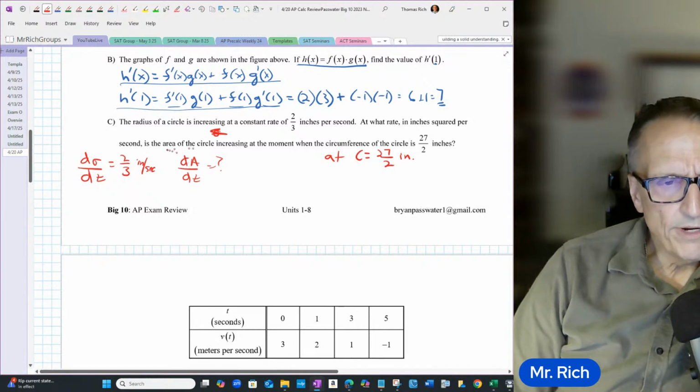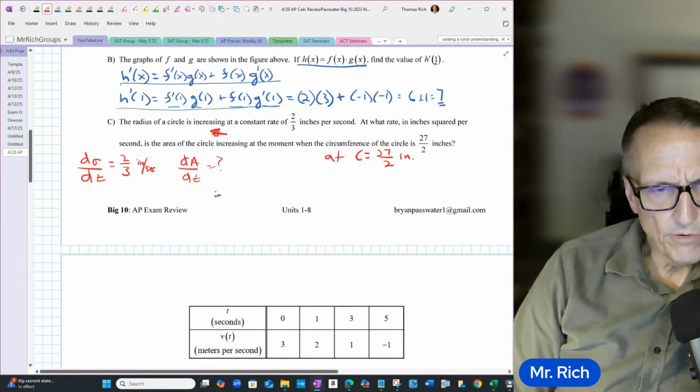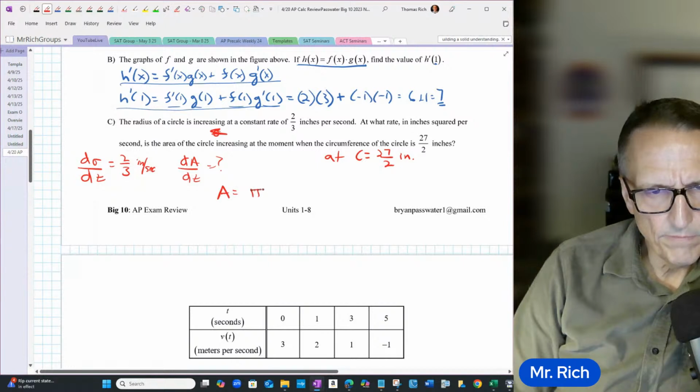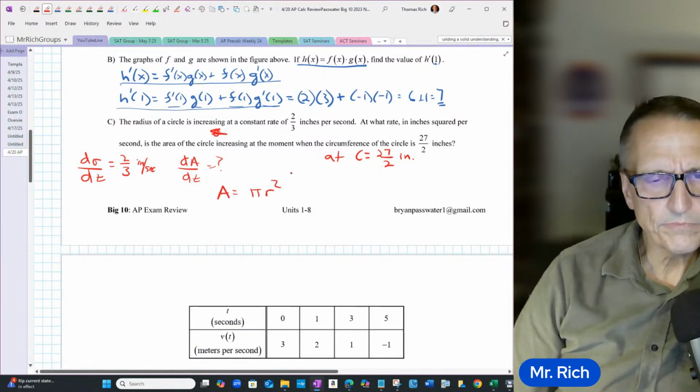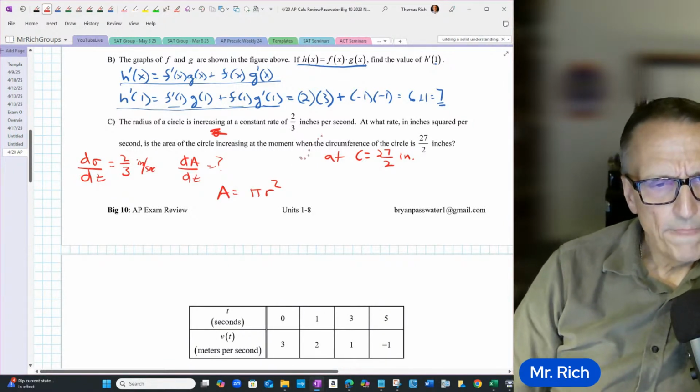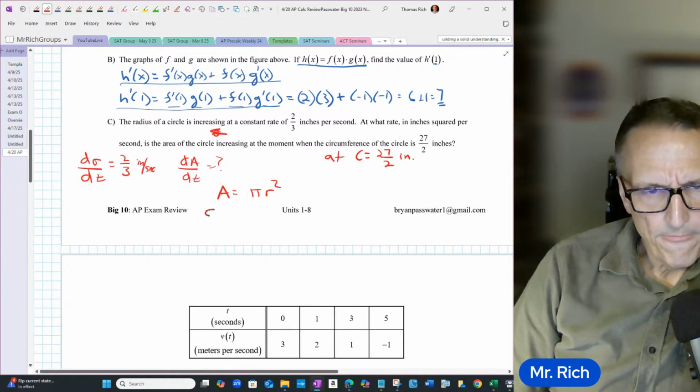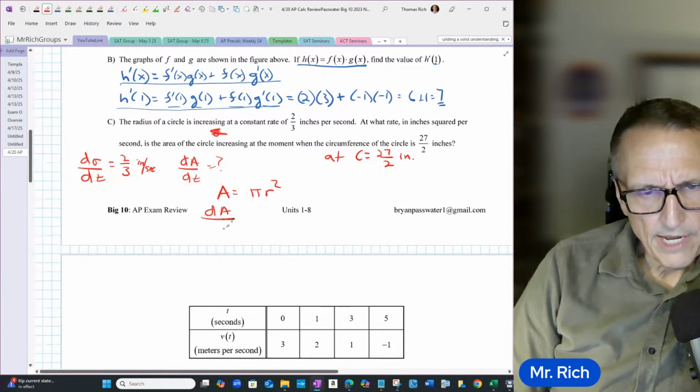Well, if I want to get the rate of change of the area of a circle, then I want to write down the formula for the area of a circle, pi r squared. I am then going to take the derivative of that with respect to time. So that would be dA dt.